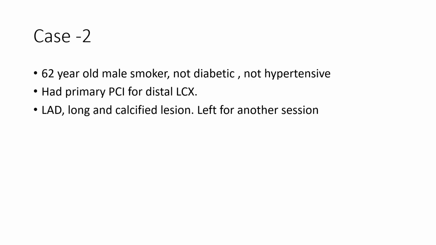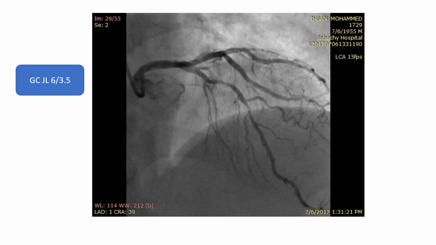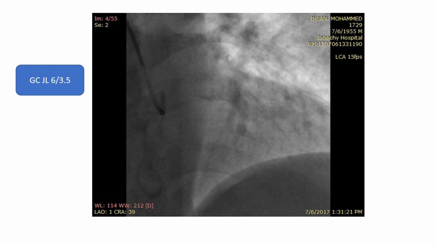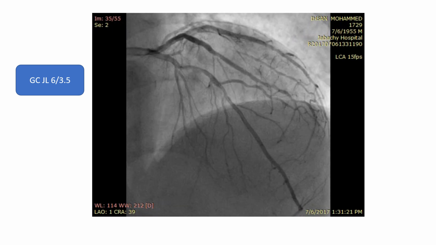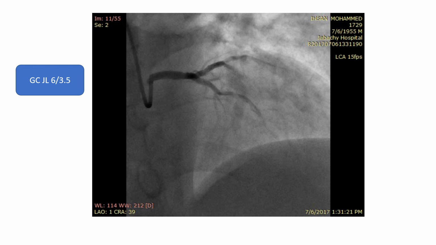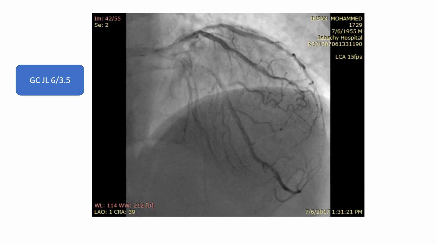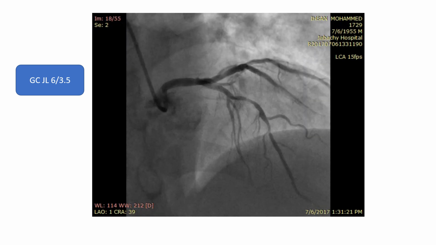The second case is a 62-year-old male smoker, not diabetic, not hypertensive. Had a primary PCI for the left circumflex. The LAD had a long uncalcified lesion, so it was left for another session. This is the angiographic view. It shows a bend in the mid part of the LAD with a critical lesion, then another lesion distally. The diagonal is totally occluded.